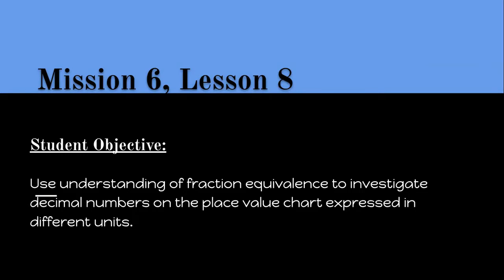Mission 6, Lesson 8. Here we are, where our student objective is to use understanding of fraction equivalence to investigate decimal numbers on the place value chart expressed in different units. What that means is if we're given a decimal number, we want to be able to rename that in a different unit form. So if we had, for instance, 2 and 7/10, we want to be able to say, well, how many total tenths would that be if we put it all together? I'm going to model this as we work through the tower today so you can really understand what is being asked of us.